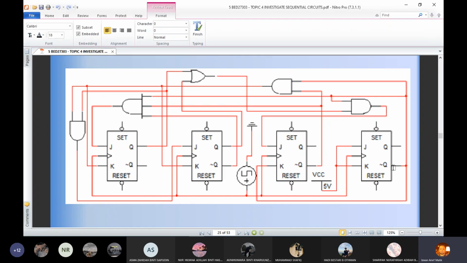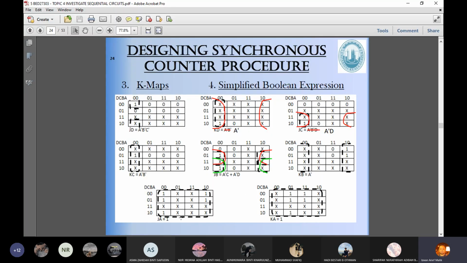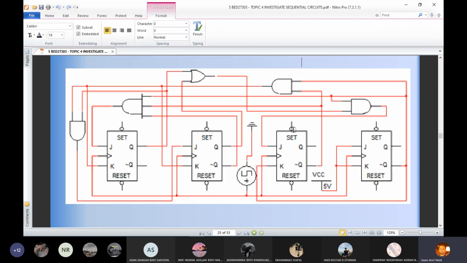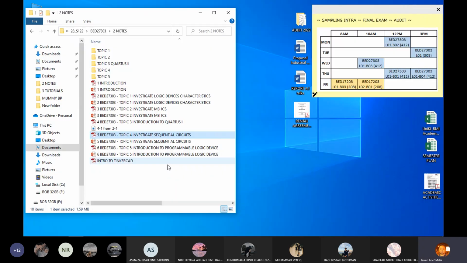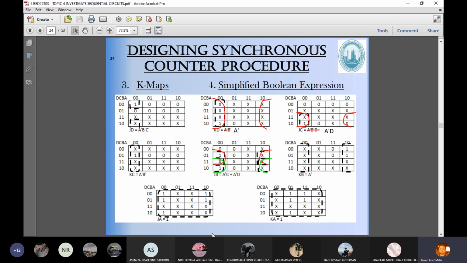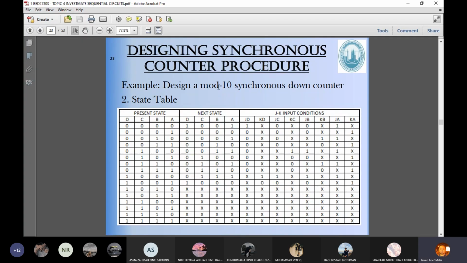So just pull one from A bar, masukkan ke KB. JA and KA, connect them together to VCC for 1. Sebab nilai dia adalah 1. Okay, then clock input comes from the same source for each of the flip-flops. So bila run, dia akan kira number apa? What is the number? 9 until 0 back to 9 again. Okay, so that is how you design them lah.